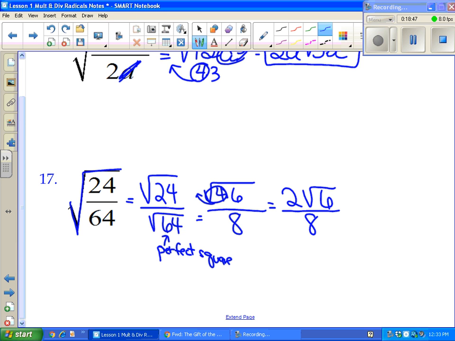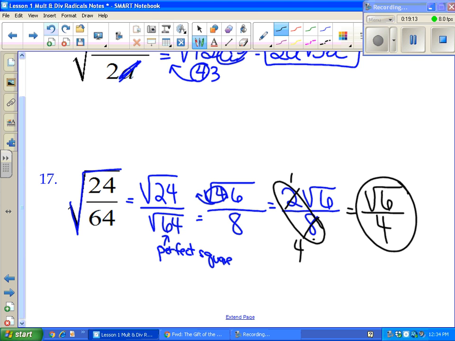Looks like I'm almost finished, except take a look at the outside numbers. 2 over 8. 2 eighths can be reduced. 2's on the outside, 8's on the outside. 2 goes into 2 once. 2 goes into 8 4 times. My answer is square root of 6 over 4. You don't have to put the 1, or you can put the 1. Either way, it's understood to be there. Square root of 6 over 4.